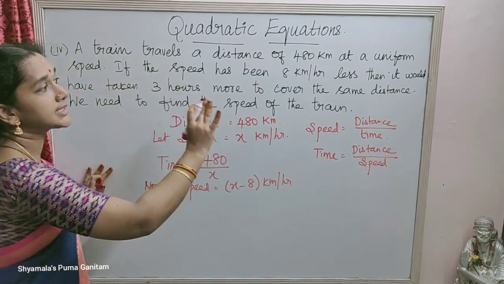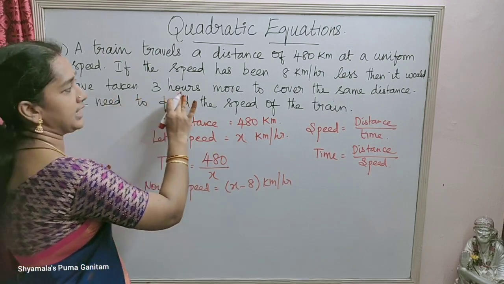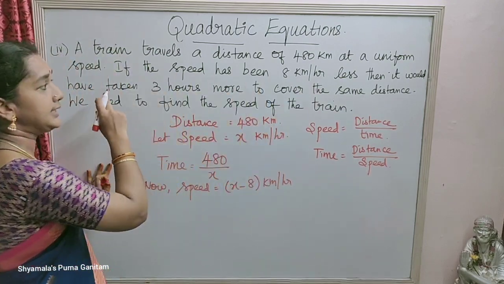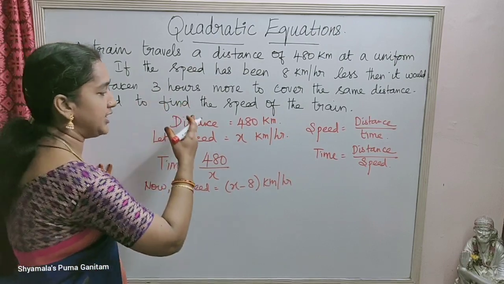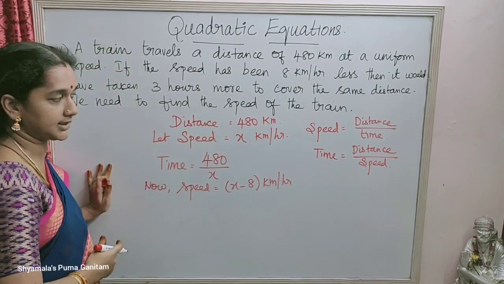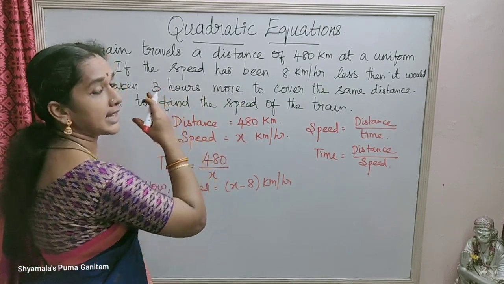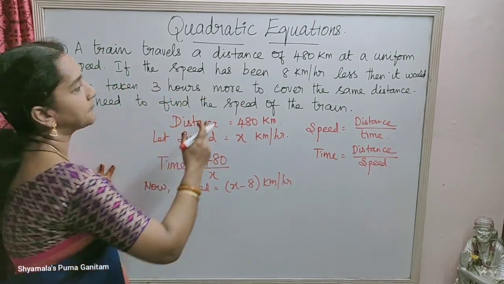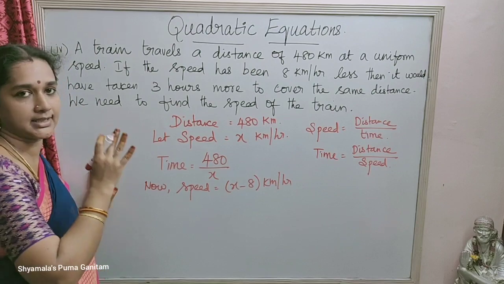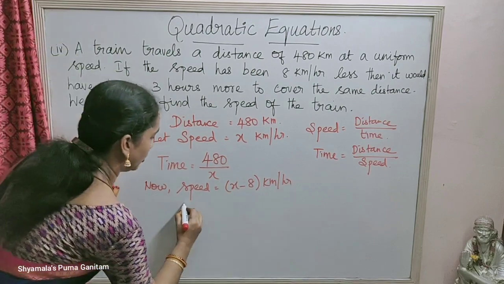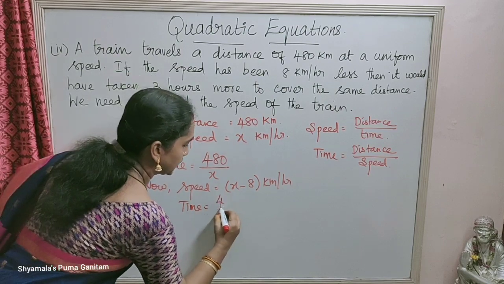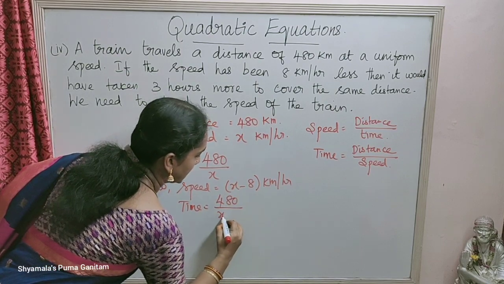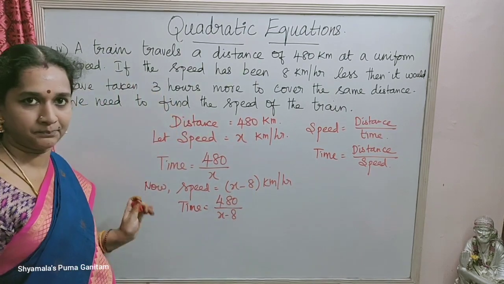With that speed, they are telling us it would have taken 3 hours more. So the time difference is given as 3. When we subtract these two conditions, we get a difference of 3 hours to cover the same distance. The distance is the same, so the time for this condition will be 480 by x minus 8.